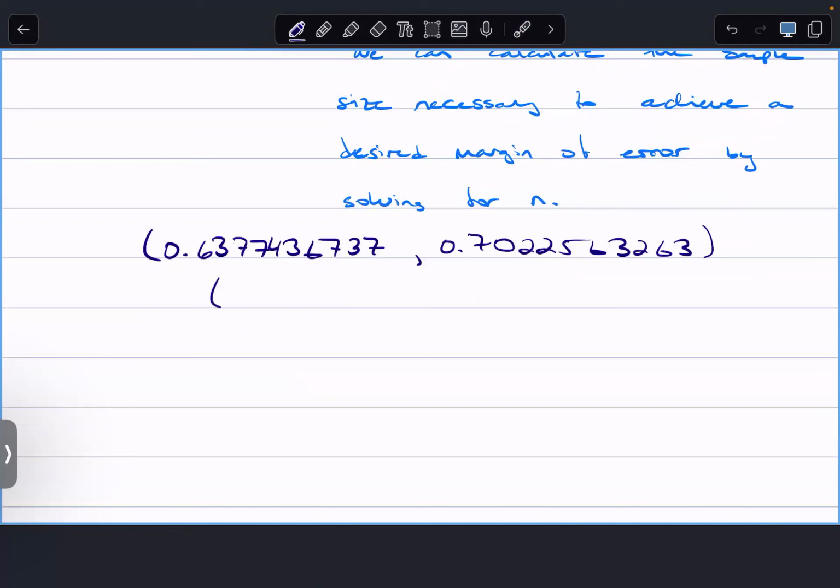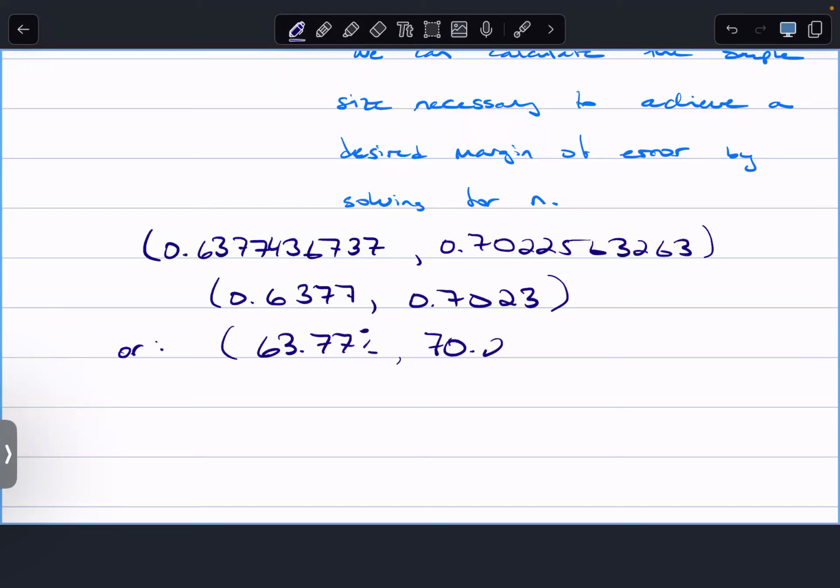Okay, so I'm going to reduce this to 0.6377 and 0.7023, or 63.77% to 70.23%. Making sure that you keep the same number of decimal places. Usually I just scope it out and figure out what an appropriate number of decimal places is, where I can showcase the activity without being overly precise.